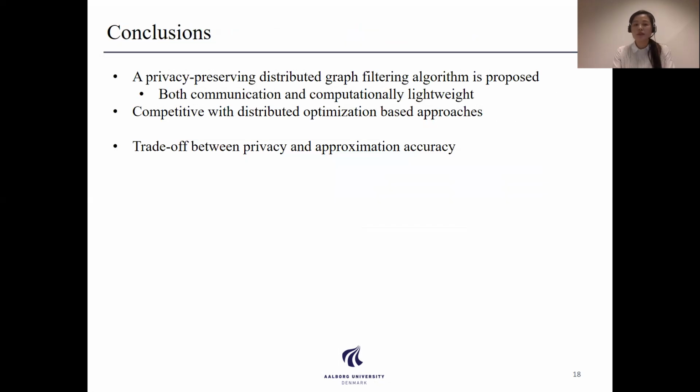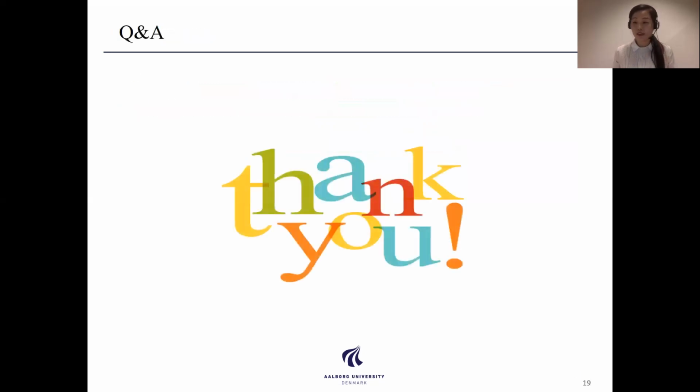Now let's go to the conclusion. In this paper, we propose a privacy-preserving distributed graph filtering algorithm. The main advantage is that it is communication and computationally lightweight, and is a competitive alternative to the distributed optimization-based approach. One shortcoming of this approach is that it has a trade-off between privacy and approximation accuracy. That's all. Thank you.